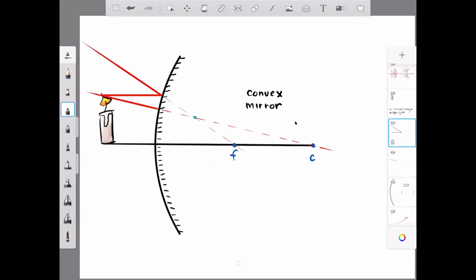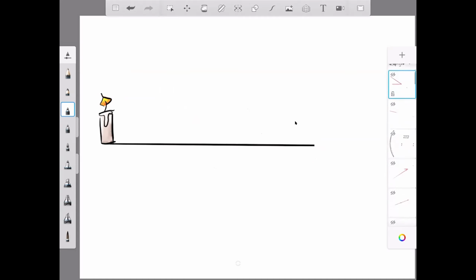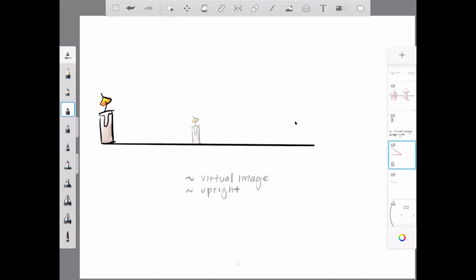If we do that for all of our incident light rays coming from our object, trace them back and you'll get this image. It will always be virtual and it will always be upright. So that's pretty much all that you need to know for the convex mirror. It's always going to produce a virtual image, and its image will always be upright. It will never be upside down. Nice. Okay, let's take a look at some more facts about these two types of mirrors.